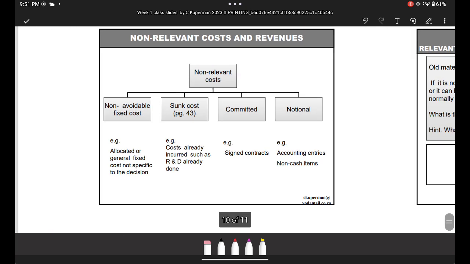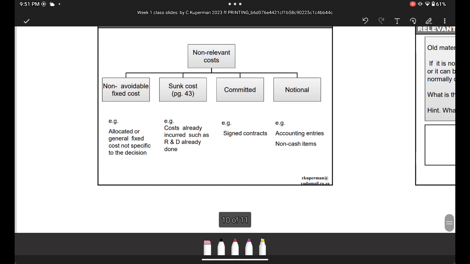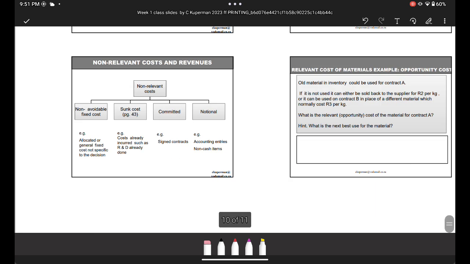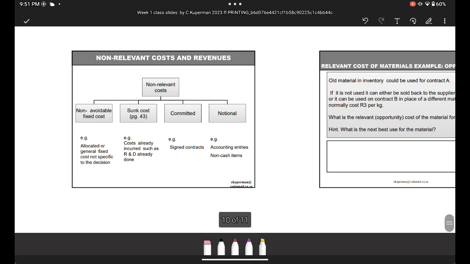Non-avoidable fixed cost. Now these are non-relevant costs. You don't care about it. If you're going to pay rent every month for 2,000, you can't change it no matter what, so forget about this. Sunk costs are costs that you incurred already. If you buy airtime for 100 rand, you already spent 100 rand. So technically, it doesn't matter, why should you be considering the 100 rand in airtime you got? No, you already made the payment, done, finished, bye. You don't care about it. Committed is a contract, so you promise someone to give you money or make money. Notional is your accounting entries for non-cash items. So your depreciation is a non-relevant cost, right? The actual cost.